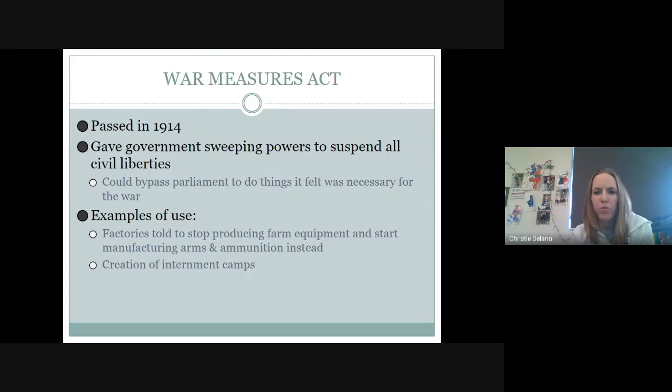So how was the War Measures Act implemented? There were a variety of ways it was used. One was the creation of the internment camps, which we're going to talk about a little later. Another was that a factory could be told it was no longer producing farm equipment, for example, and now was to produce war materials. We see shifts right now in our current society in relationship to manufacturing and COVID-19, but those corporations are doing this voluntarily in order to help fight. They're not mandated to by government, at least not at this point.